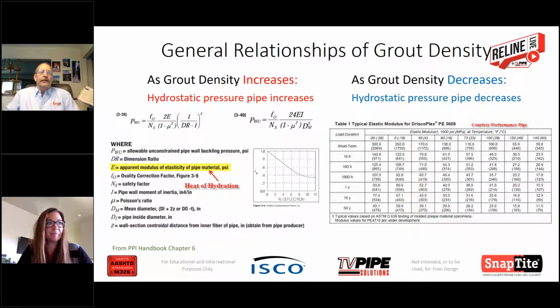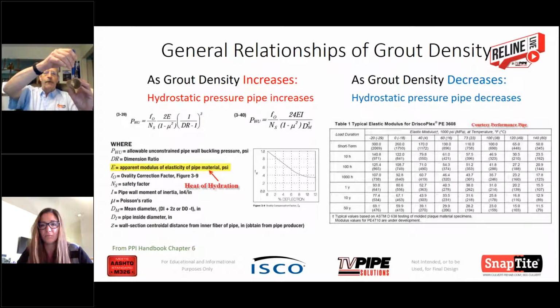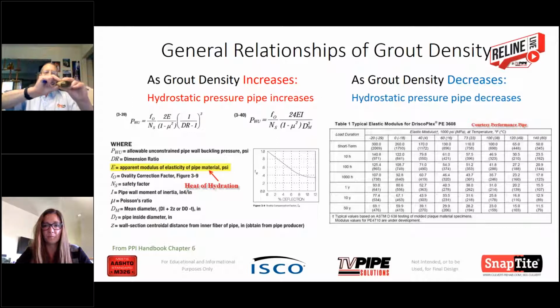So here we're looking at the allowable hydrostatic pressure that you can put on a polyethylene pipe. And these equations come right out of Chapter 6 of the PPI handbook. They do take into effect the ovality that's present in the pipe. If you have a perfectly round pipe, you're going to have more force vectors that are tangential to the pipe than you do that are normal or perpendicular. If that pipe becomes oval or out of round, you're going to have more force vectors that are perpendicular and less that are tangential.